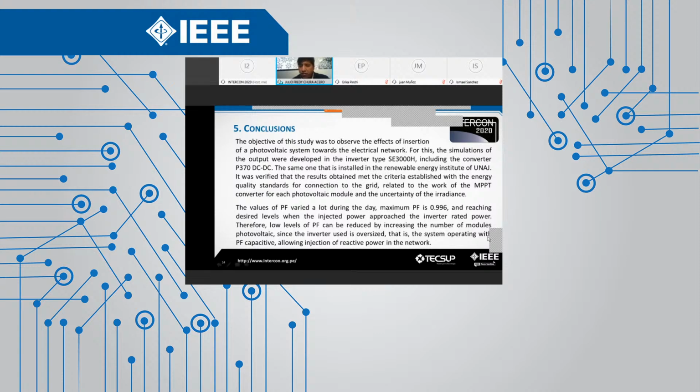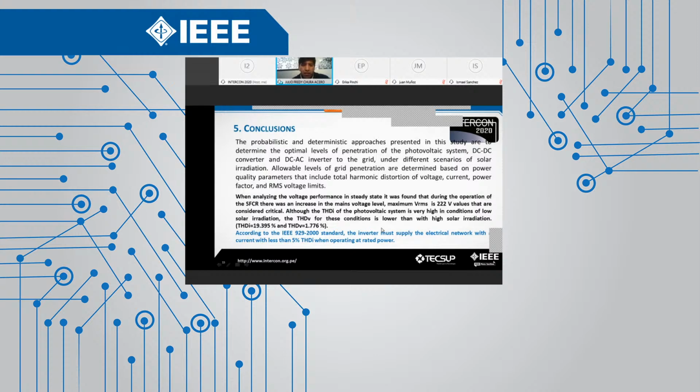The maximum power factor is 0.9, reached when the injected power approaches the inverter rated power. Therefore, levels of power factor can be reduced by increasing the number of photovoltaic modules, since the inverter is oversized, that is, the system operates with a power factor capacity, allowing injection of reactive power into the network.